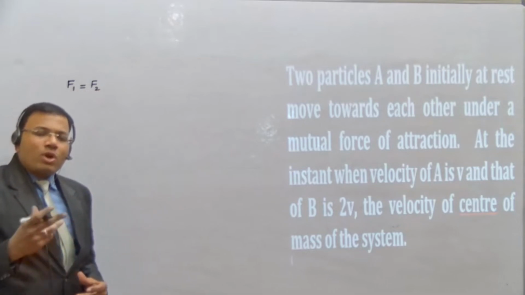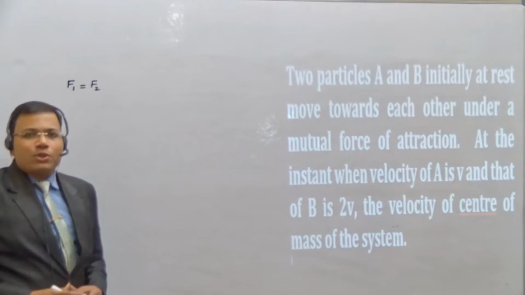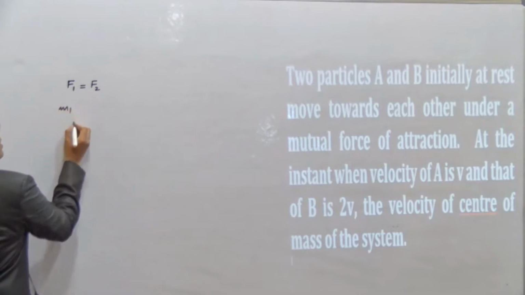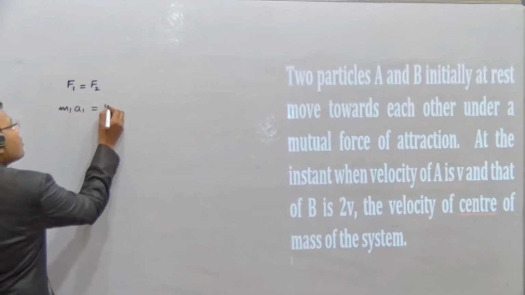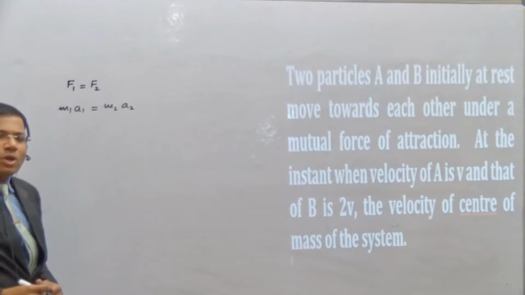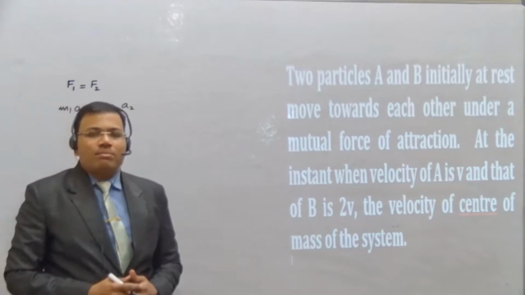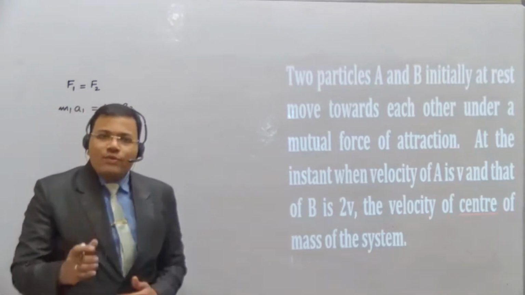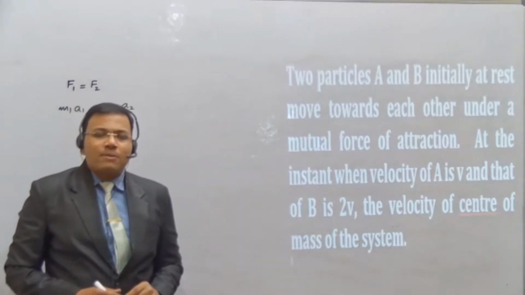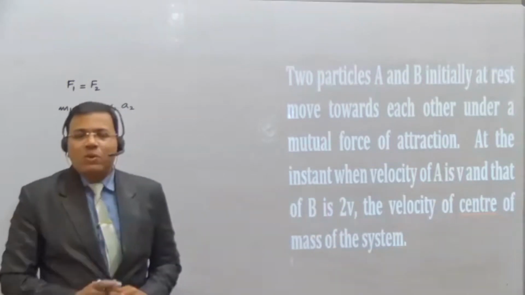But you know, students, what is the force? As per Newton's second law of motion, F is equals to ma. That concept I am applying here. m1 a1 is equals to m2 a2. But what is acceleration? Acceleration is change in velocity by time. Rate of change of velocity is acceleration. You can see the initial velocities of both the particles are 0.